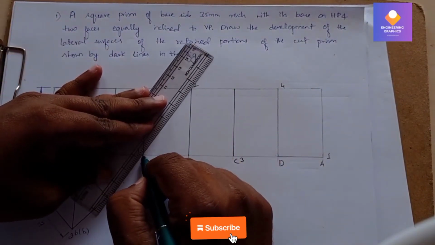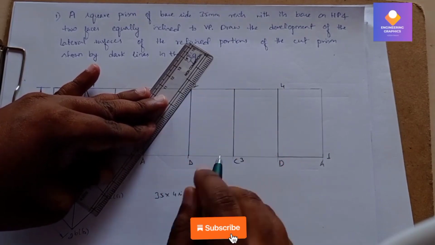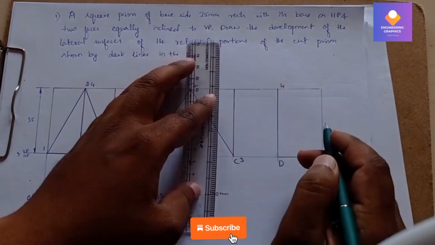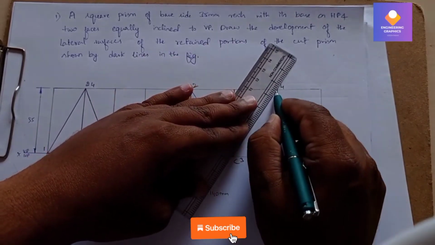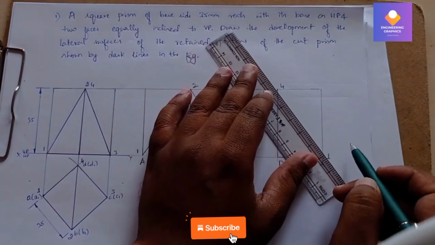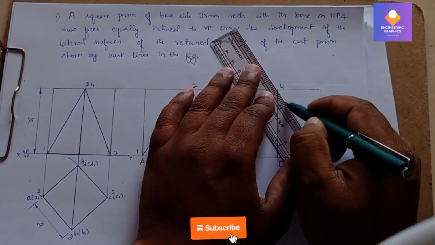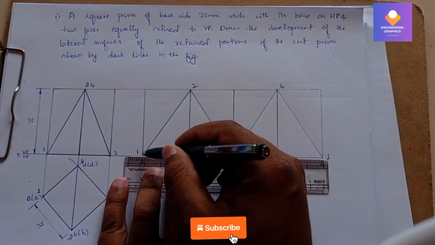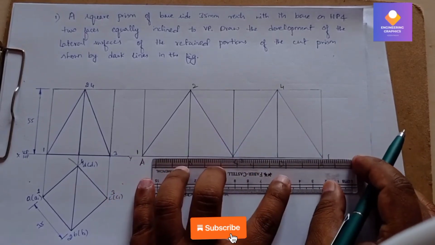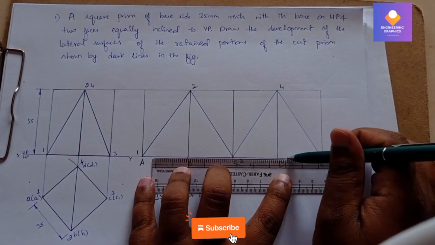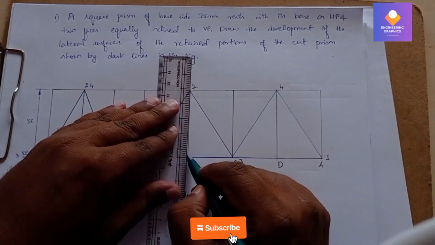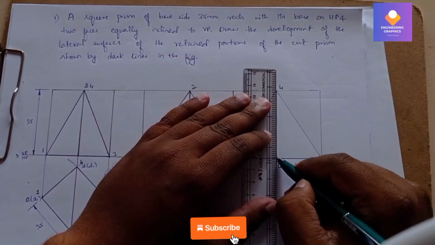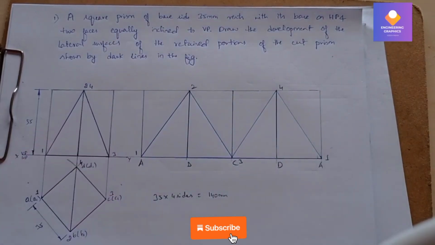The remaining cut portion we need to show in a dark line, that's why I'm using the pen here. So you need to darken this. This is the development of the cut portion of the prism. We need to join the base edges also here. Okay, so this completes the problem.